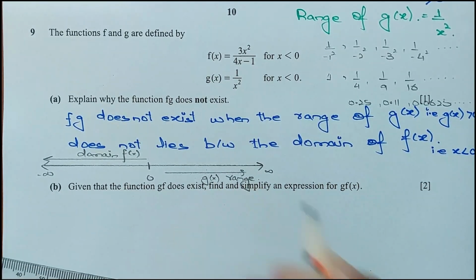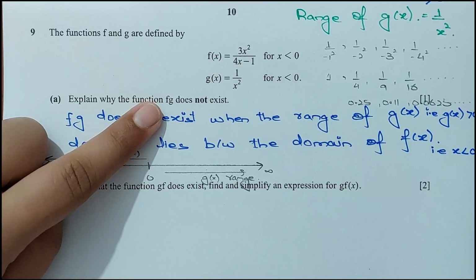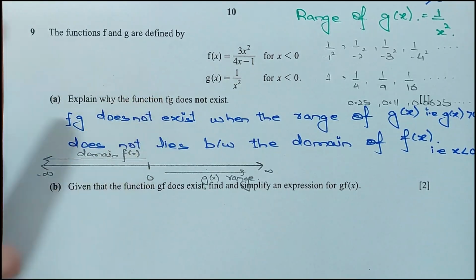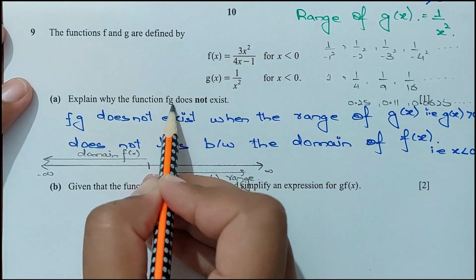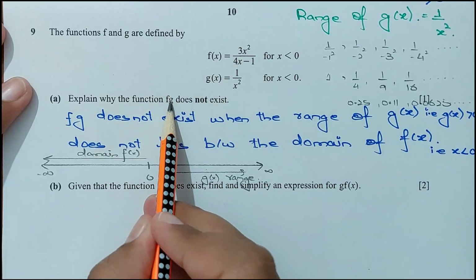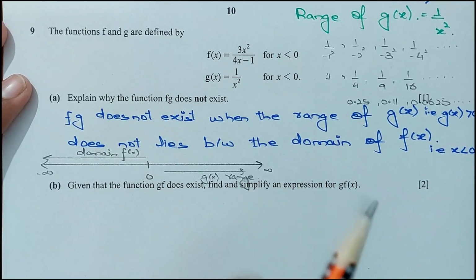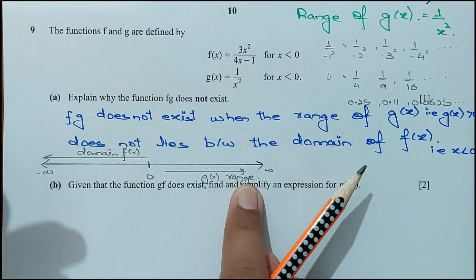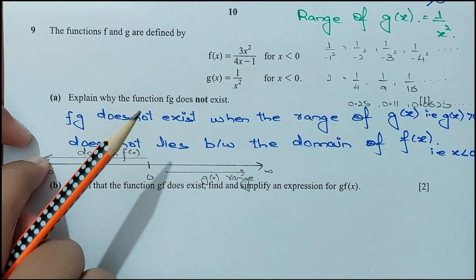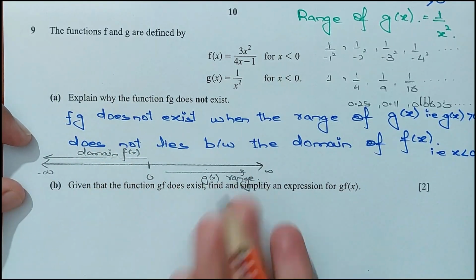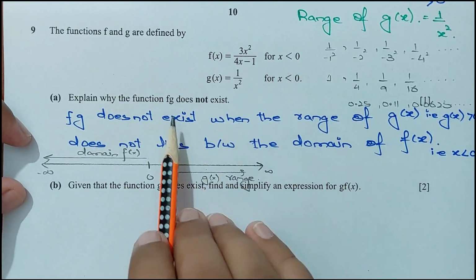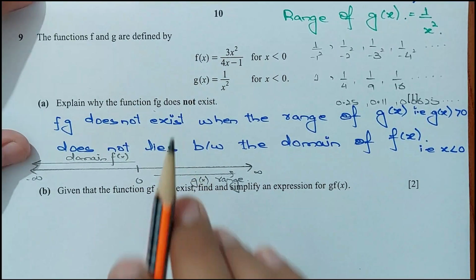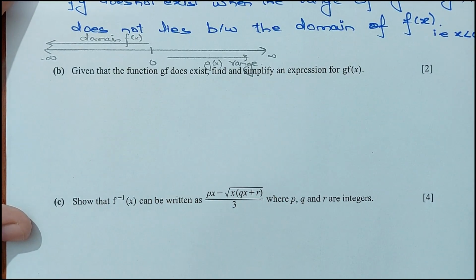We know that the composition is only possible when the range of the inner function lies inside the domain of the outer function. The inner function is g of x, and its range must lie inside the domain of the outer function. Here the domain of the outer function does not contain the range of the inner function, so the composition does not exist. It is not possible. I hope this is clear now.